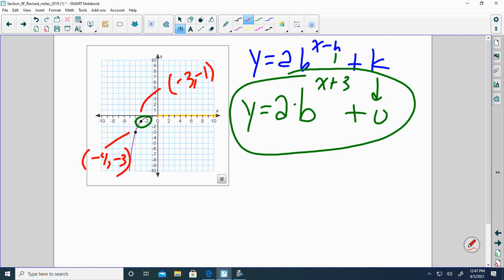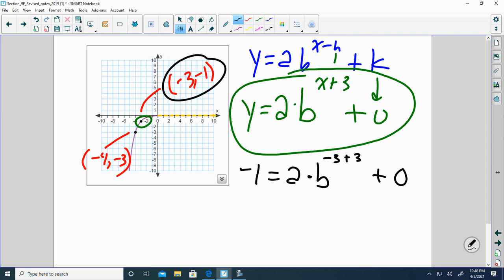So if I plug this one in, I'm going to get -1 equals a times b, -3 plus 3 plus 0. Do I technically need the 0 there? No. So let's just clean it up to say we have this. B to the 0 is 1. So a times 1 is just a. So my a value is -1.